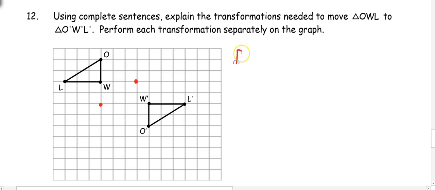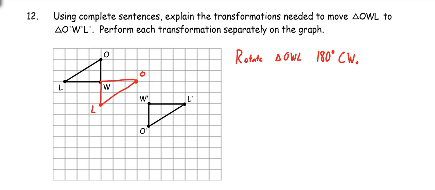So first I'm going to say rotate triangle OWL 180 degrees clockwise. So once I've done that, I now have O and L and W. Now my points are in the right place, but I need to move them so that they line up correctly. So in order to do that, I need to figure out, just pick one point. So I'm going to pick L. How do I move L to become L prime so that my triangles will overlap? So for L, I need to go 1, 2, 3, 4 to the right and 2 down.